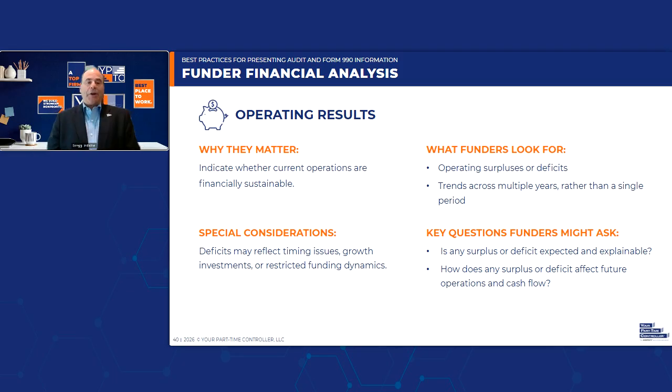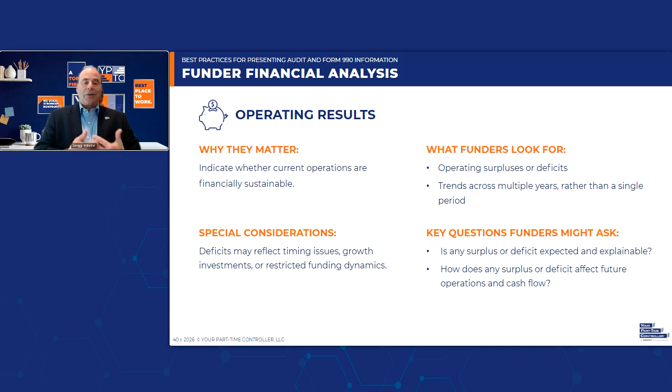And then finally, operating results. Obviously, they indicate whether the organization is operating efficiently and effectively, and whether current operations are financially sustainable. It's the bottom line question you're going to get from funders: can the organization sustain itself by what it's currently doing? Operating surpluses or deficits. Obviously, if there are trends going one way or another, that's something we have to be ready to answer. Funders are really going to be mapping out what those trends are, what the trajectory of the organization is.